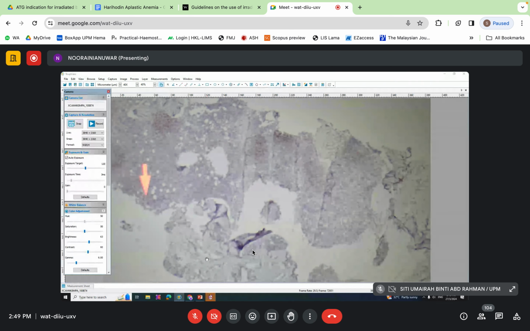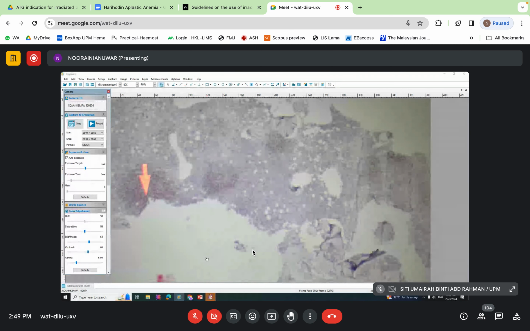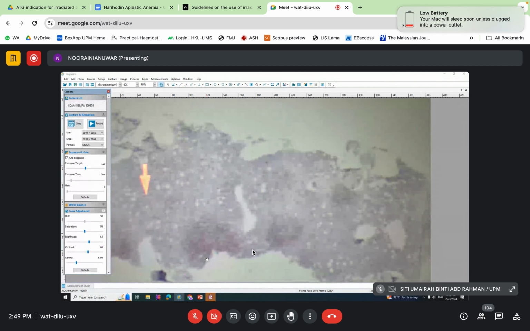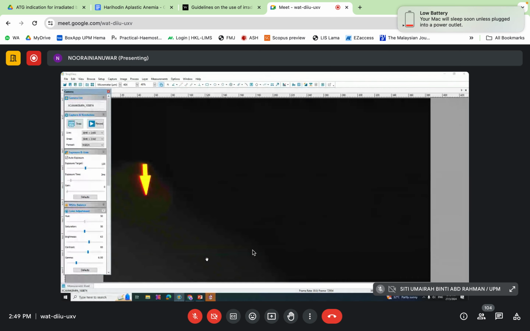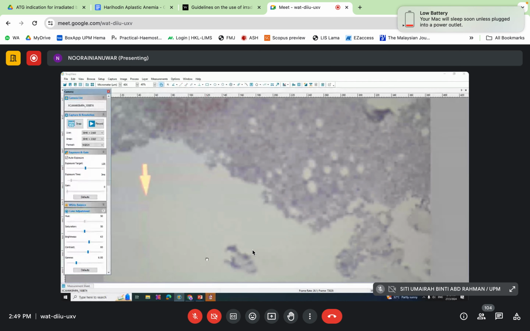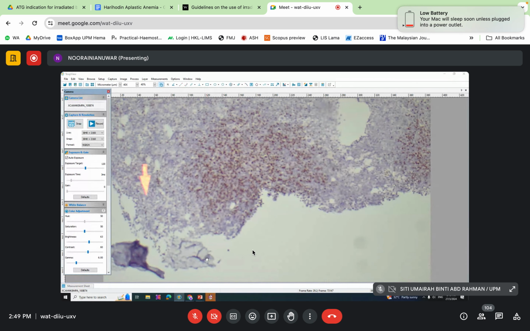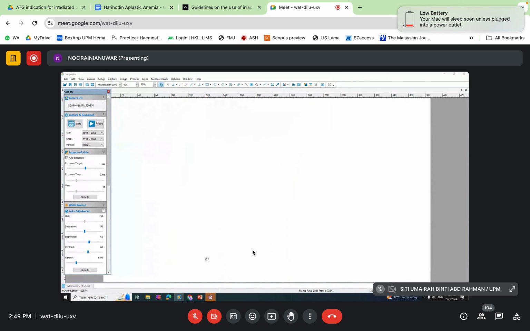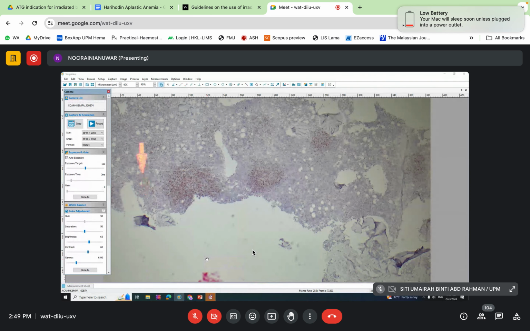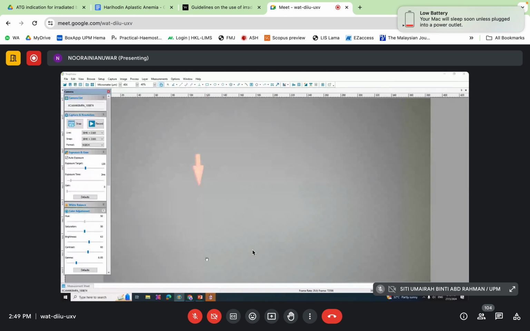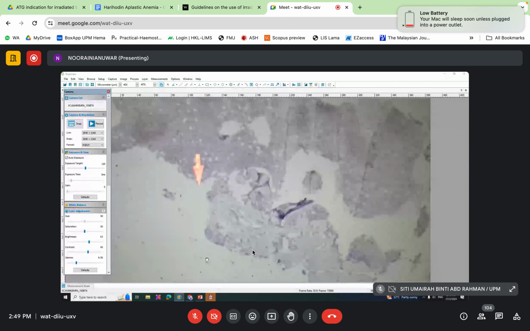We send cyclin D1 to confirm mantle cell lymphoma. Cyclin D1. Positive for the nodules. Okay, our interest is the nodules. Okay, yeah. Not that fantastic. Only some cells are positive.